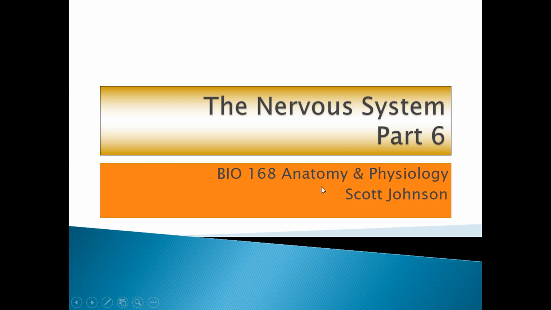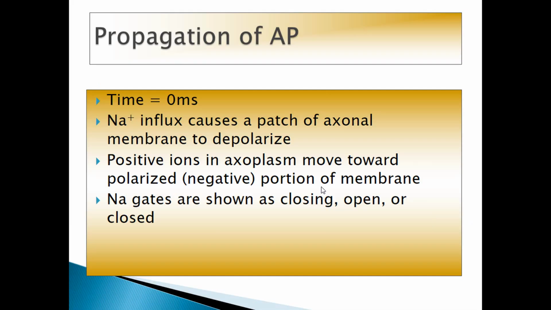Okay, so this is part 6. We're going to talk about propagation and how the nervous system can differentiate between stubbing your toe and getting your toe cut off. So this is just propagation of an action potential.